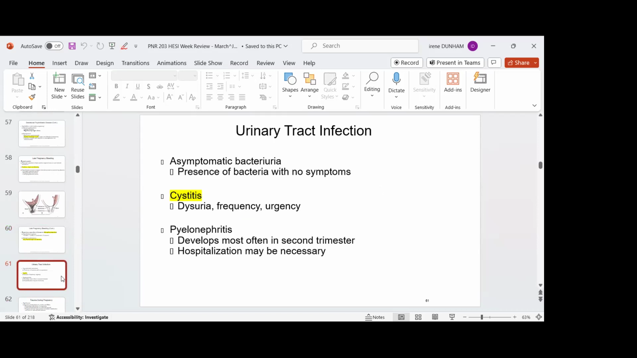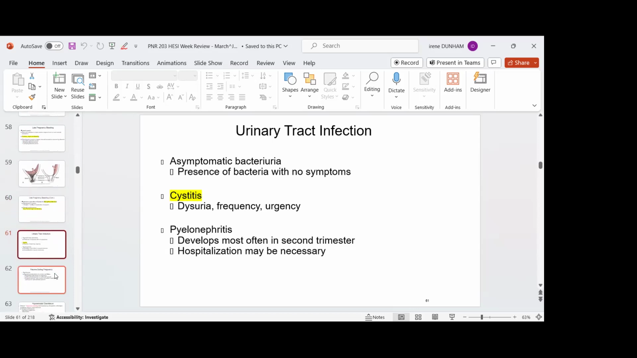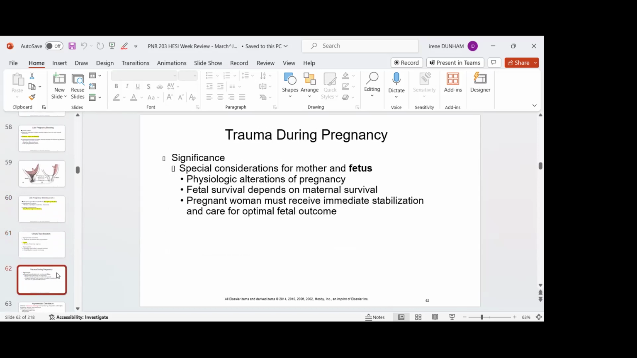Okay, so now we talked about UTIs already, and they're never good. And if you don't take care of this when she comes in with cystitis, what happens is that it can go up higher and go into the kidneys, and then you have a condition called pyelonephritis. Sometimes it does occur in the second trimester, and you have to put them in the hospital for IV antibiotics. That's why we check the urine for presence of WBCs or nitrites. We talked a little bit about trauma when we talked about placental abruption.